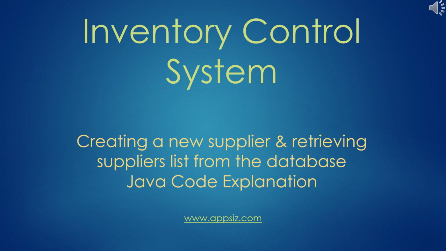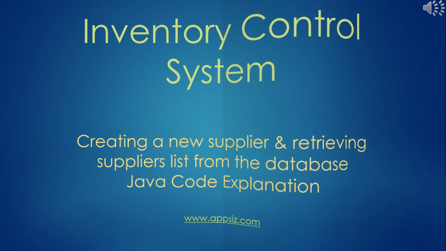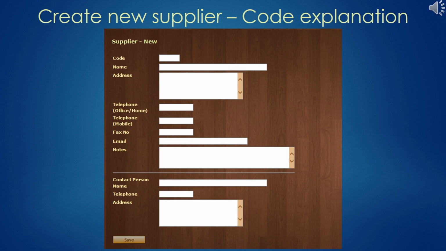In this video, we will show you the Java coding for the create new supplier and search supplier details. Okay, let's begin. This is the SDK supplier new.jsp page. So as you can see, the user can enter supplier code, supplier name, supplier address, and telephone numbers, fax numbers, email address, and other details like contact person name and his telephone number and his address, like that.